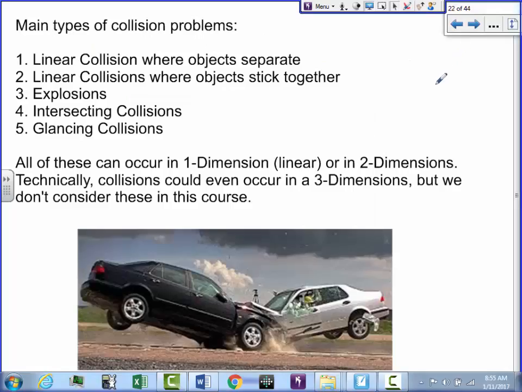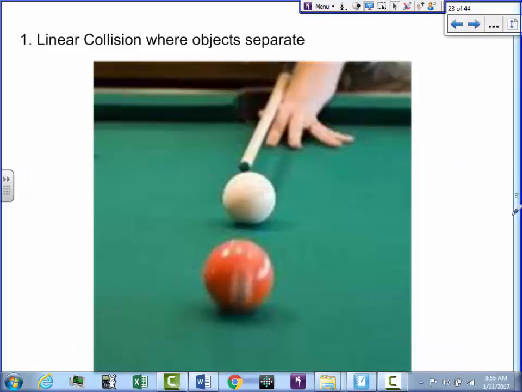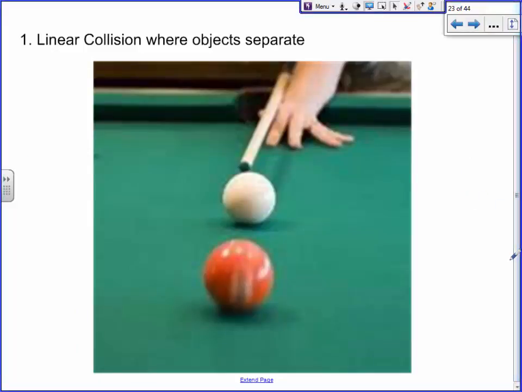Okay, so here's the five main types of things we'll work through today. I'll give you some pictures first, then we'll do the math. So you've got linear collisions where objects separate. Why don't I just do them with the pictures here, actually. Here's an example of linear collisions where objects separate. Imagine that you're shooting a pool ball. And you hit one pool ball into the other one, the first one crashes into the other one, and then they both go their separate ways.